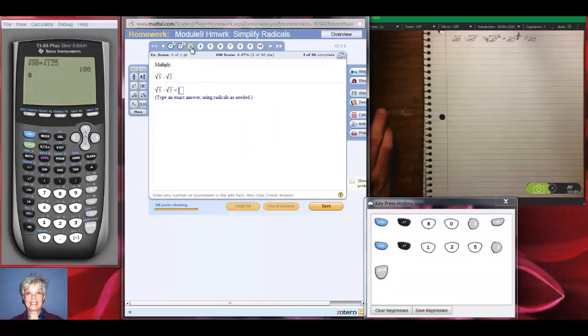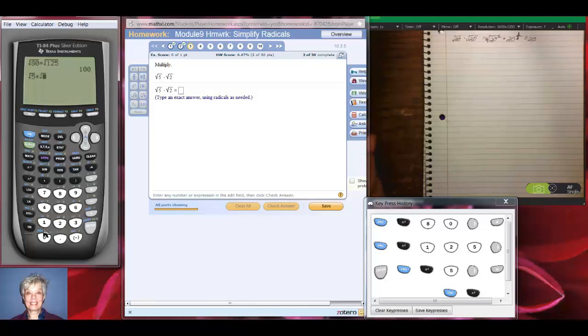So 100. Next one. Eventually, they're going to get us. All right, the square root of 5 times the square root of 2. I know that's not going to work out, but let's do it anyway just to prove it to you. The square root of 5 times the square root of 2. Enter. Nope, that is not the kind of answer they want. Type an exact answer using radicals as needed.